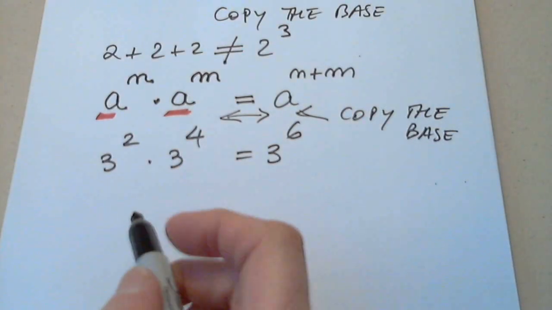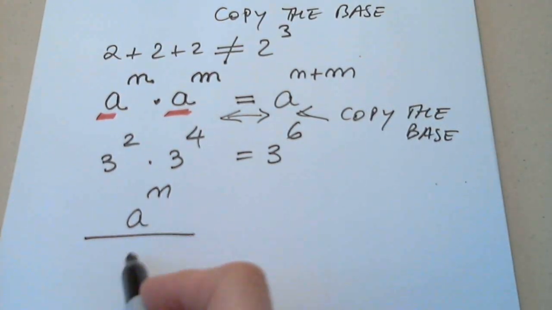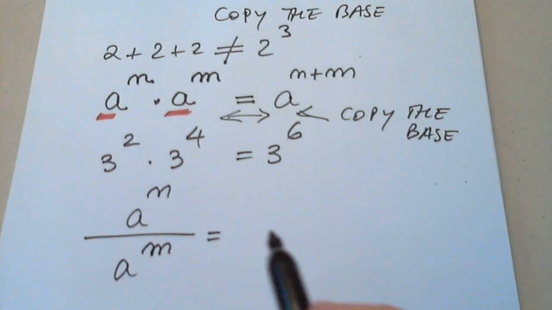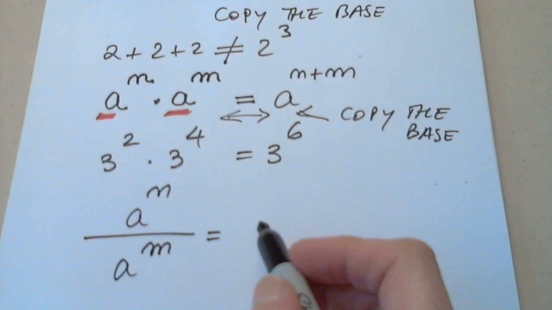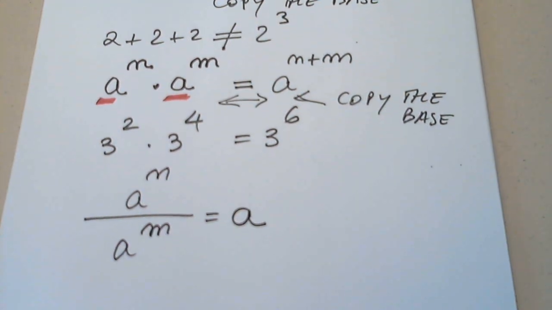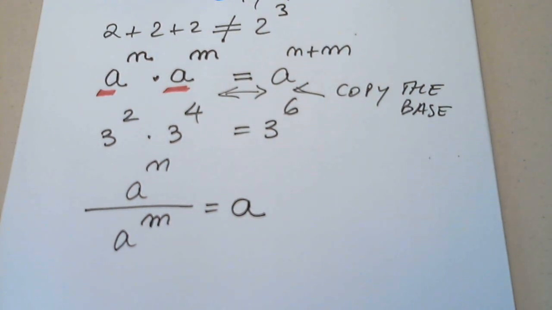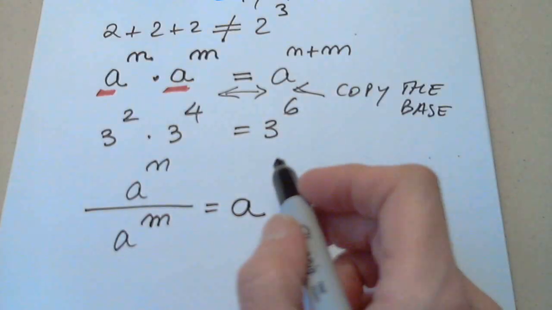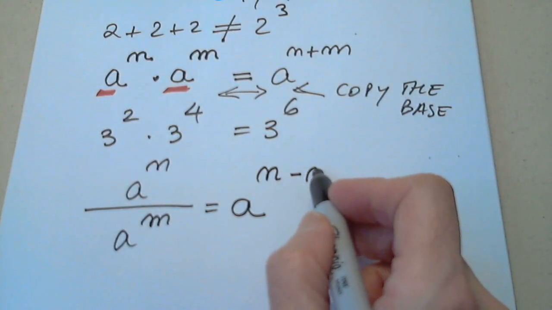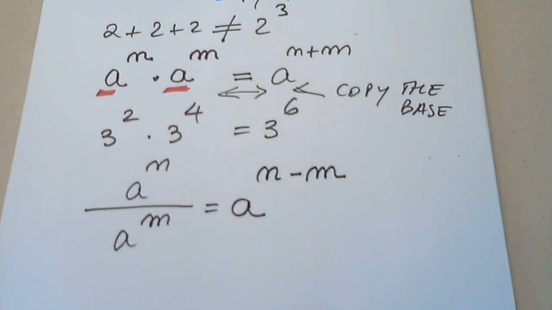Here's the second rule. A to the nth power over a to the mth power. I copy the base. In this case, we subtract the exponents. Always in this order. From the exponent of the numerator, we subtract the exponent of the denominator. Carved in stone, no matter what it is.